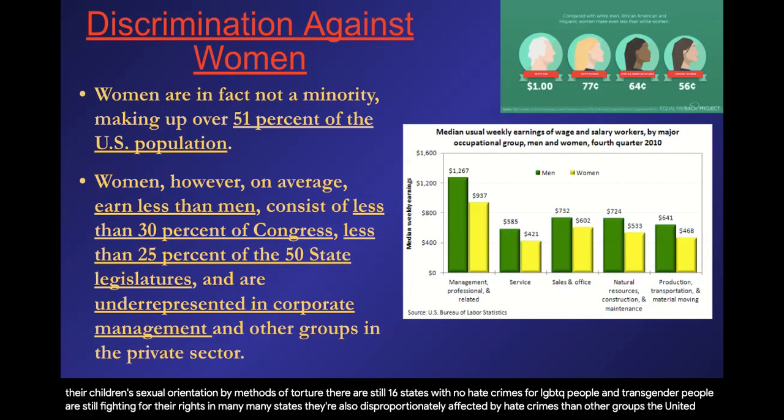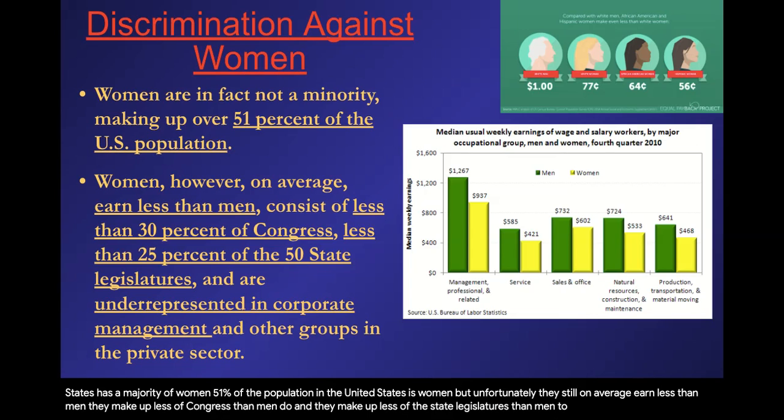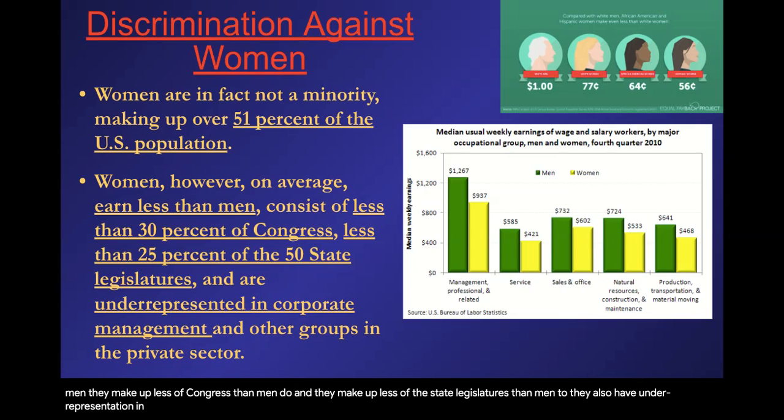The United States has a majority of women. 51% of the population in the United States is women, but unfortunately, they still, on average, earn less than men. They make up less of Congress than men do, and they make up less of the state legislatures than men do. They also have underrepresentation in corporate management as well. So they're making less and they're represented less of the people who are in charge in this country.